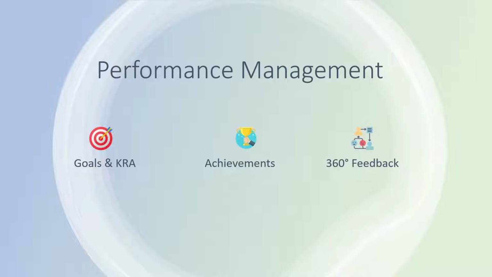In 360-degree feedback, a person requests feedback on certain predefined questions from three different types of people. One is the manager, one is the peer group, one is the subordinates. So managers are like people superior to you, peers are the people at the same level as you, and subordinates are the people in your team who are reporting to you.